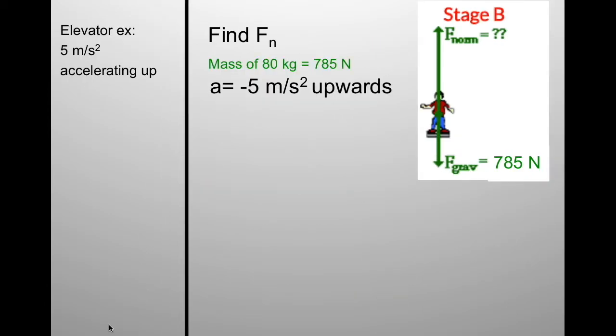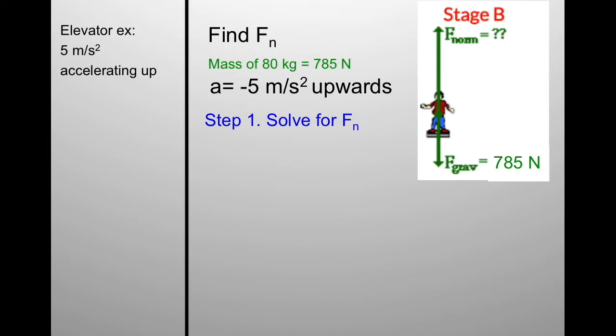Here is Otis in stage B, where he is experiencing an acceleration of 5 meters per second squared upwards. His weight is still the same at 785 newtons. If you're wondering why this is negative, it is because, remember, whenever we had falling objects, it was given a positive 9.81 meters per second squared going downwards. Because I'm going in the opposite direction of what gravity would be pulling on an object, I am going to make this value negative. I already know the weight, so we don't have to find the weight again.